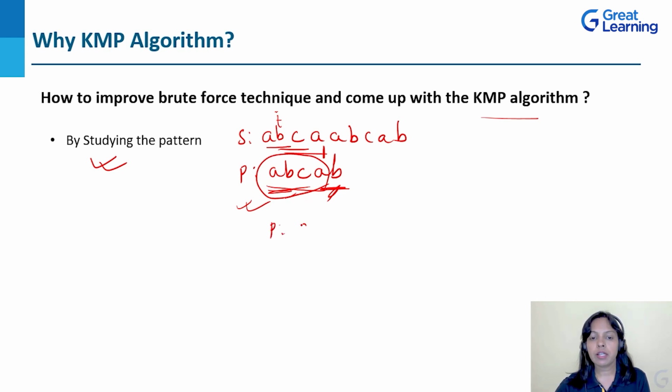Another example could be this one, where you can see the first and the last characters in the pattern are similar. In the string we are looking in, we'll try to find such places where the first two were matching and only the last was not matching. In that case, in place of going to the beginning, we can start from here, because the first one was already matching and the first and the last were repeating, right? So this kind of pattern study is important here, by which we can come up with a new algorithm, that is the KMP algorithm.